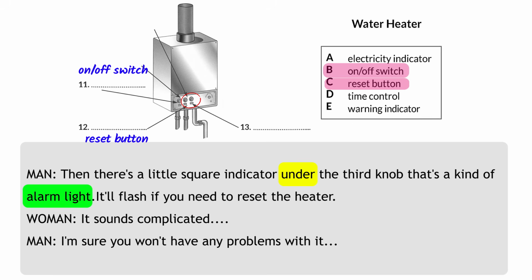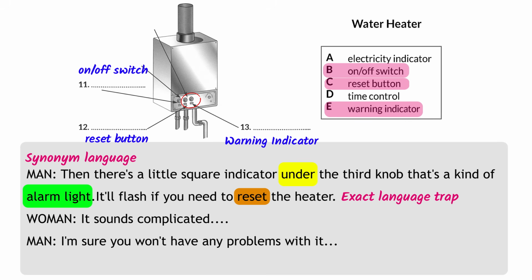So alarm light is the synonym language for warning indicator. Instead of saying warning, it has used the synonym word, alarm. And indicator means light, all right? And beware of the exact language trap here, reset heater. It says it will flash if you need to reset the heater. So don't make the mistake of choosing number 13 as reset button, because we have already answered question 12 and that was reset button. Here, an exact language trap is used, all right? So the correct answer for question number 13 is warning indicator.